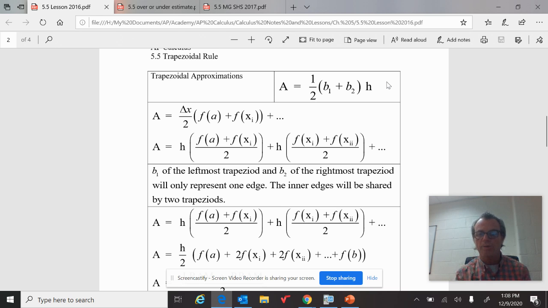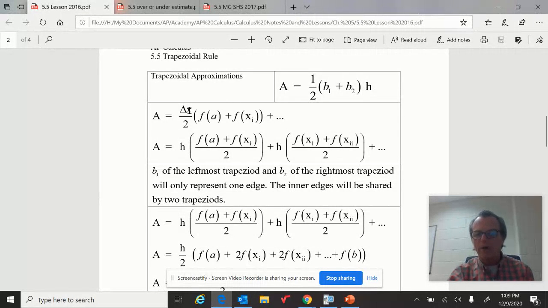A trapezoid is a quadrilateral with one pair of opposite parallel sides. So in the trapezoids we're going to deal with today, the bases are going to be the sides that are perpendicular to the x-axis. The height is going to be along the x-axis. That's going to be your delta x. So what's happening here is if you average these two bases and you multiply that average times the height, you've in effect created a rectangle which would have the same area as the trapezoid. Okay?